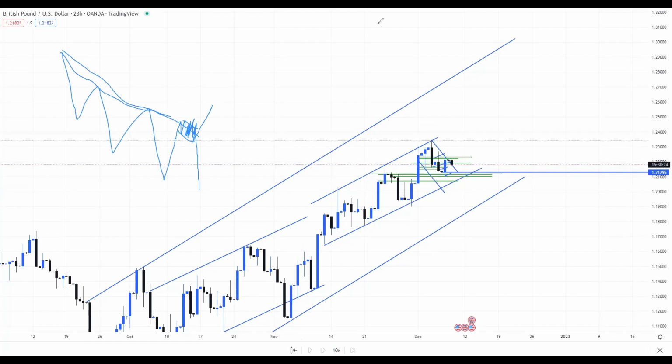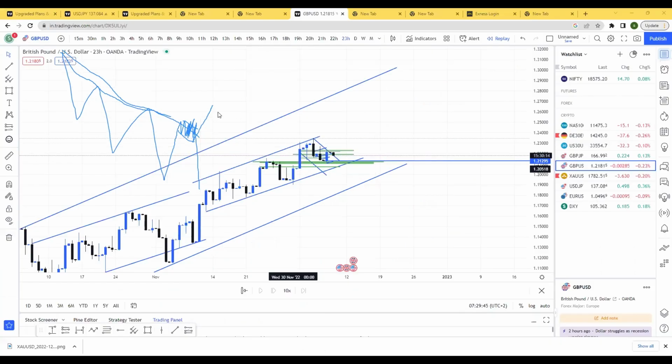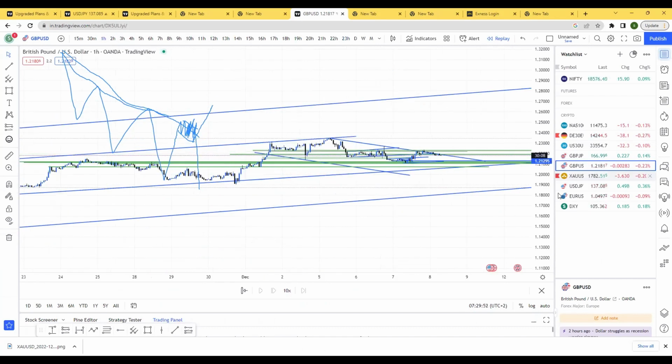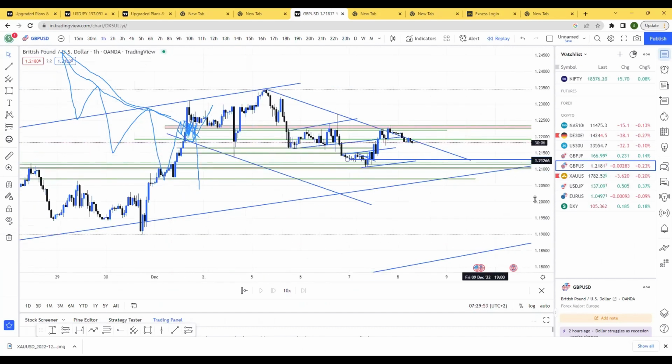So guys, let me just escape from this. Let me just close this one. I want to show you something. Let me drop the time frame to almost 1 hour. We use all the time frames, guys. Let me drop the time frame to the 1 hour and you see what's going on here.